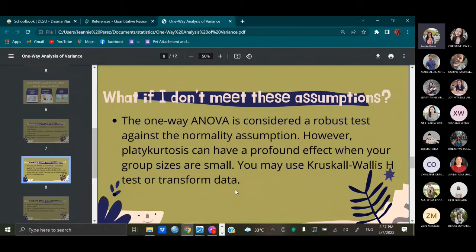However, if you have a small group size, meaning to say your sample size for each group is below 20, it may suffer from the profound effect of platykurtosis. So in this case, you may use the Kruskal-Wallis H test, which is available in RealStat, or you may transform your data into z-scores, and then proceed with one-way ANOVA. But still, it's best to use the raw score data, the original raw score, than the transformed data.